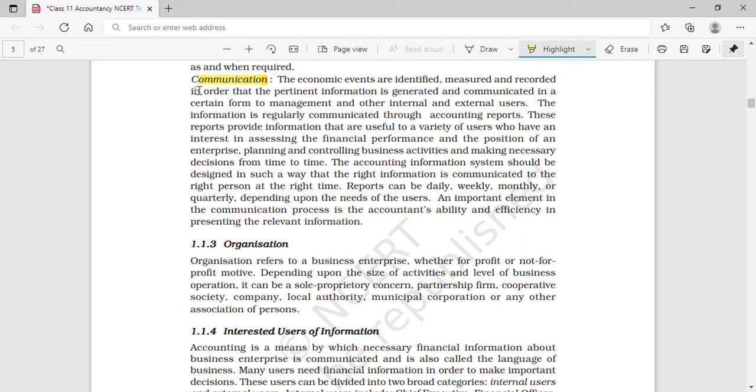Your communication. You need to communicate. Whatever you have identified, measured and recorded should be communicated to the people. Who are your people? Your internal and your external users. Guys, these are just normal basic definitions which have been given in the book, because it's just the first chapter. So it's very simple to understand. More complex details will be given in the later stages. But this is very simple. It's just normal layman language which has been given in the definition of your books.